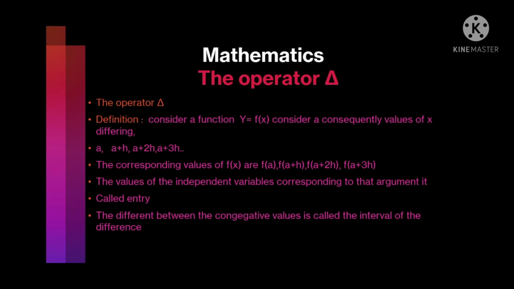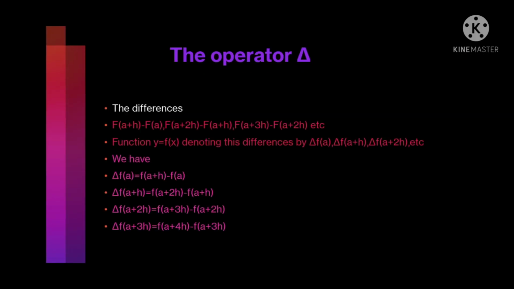Consider consecutive values of x differing by h: a, a plus h, a plus 2h, a plus 3h. The corresponding values of f of x are f of a, f of a plus h, f of a plus 2h, f of a plus 3h. The values of the independent variable are called arguments. The differences are f of a plus h minus f of a, f of a plus 2h minus f of a plus h, f of a plus 3h minus f of a plus 2h, etc.